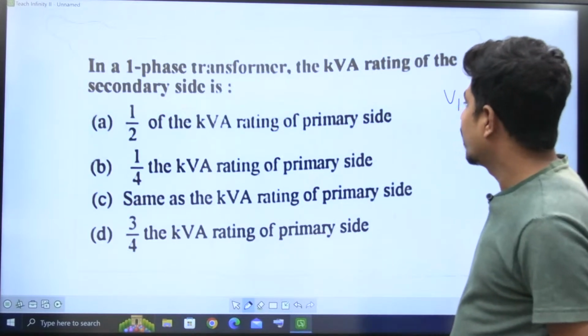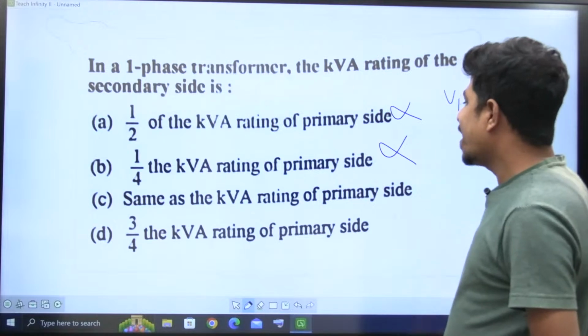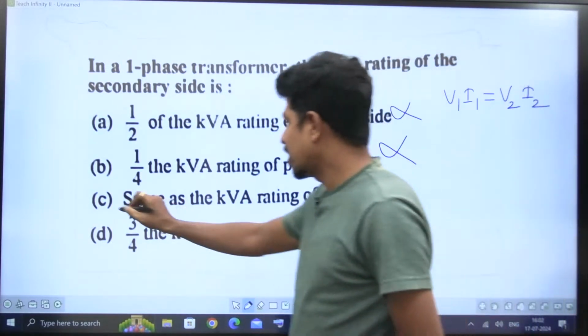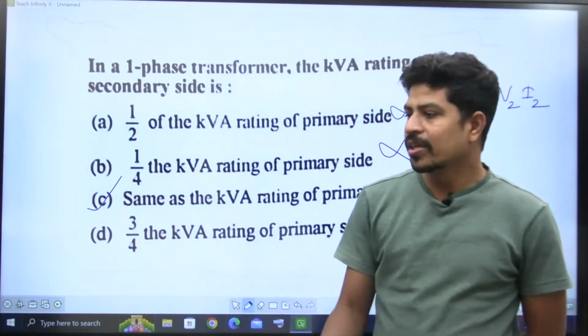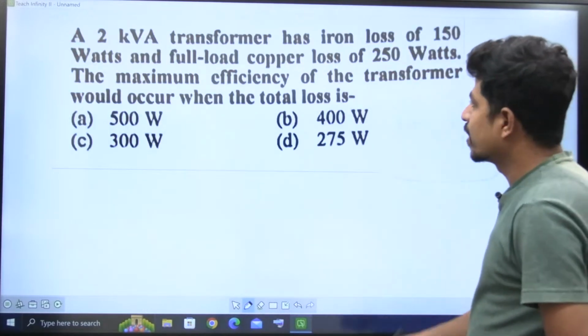So what is the answer? Half of the kVA of the primary side? No. 1/4? No. Same as the kVA rating of the primary side. Option number 3 it is. Let's go to the next question.